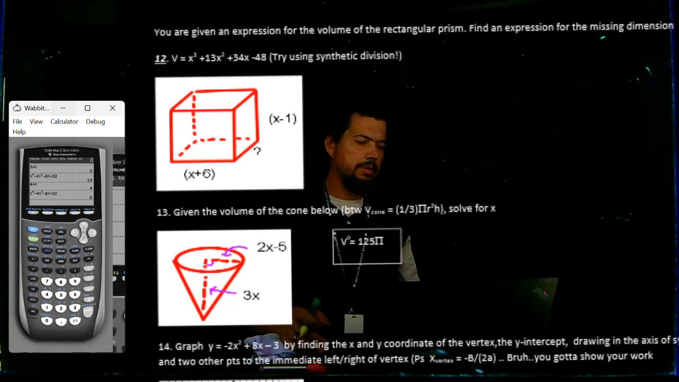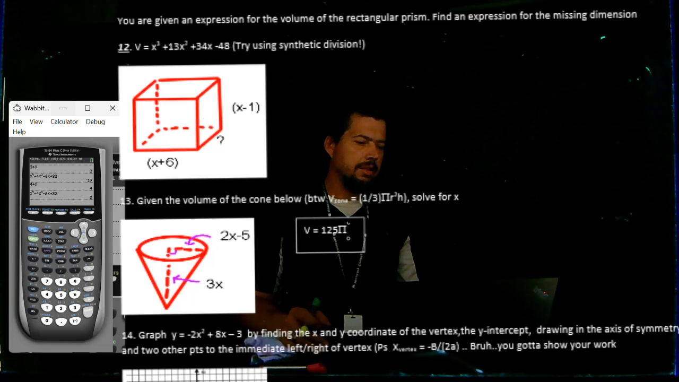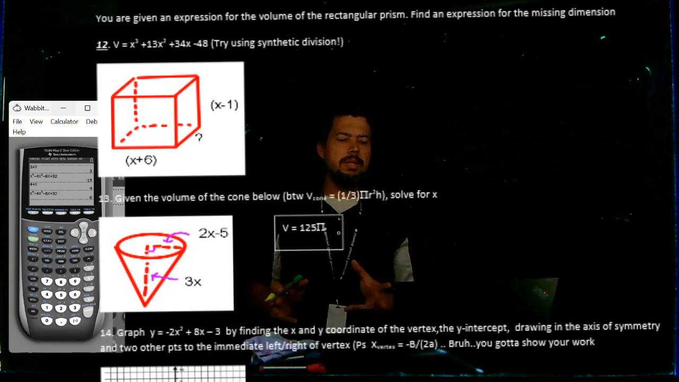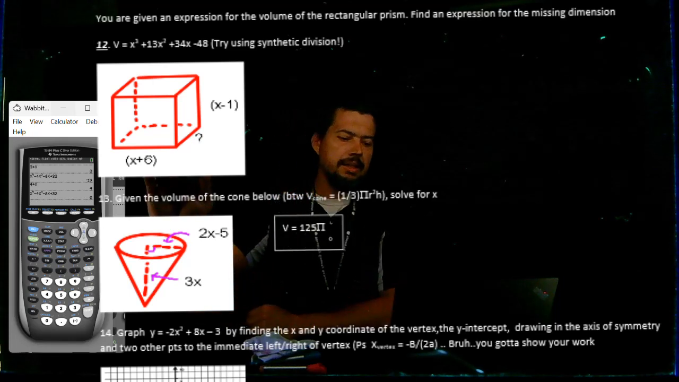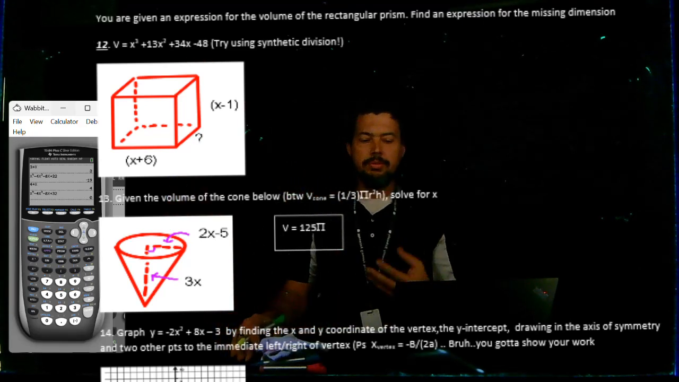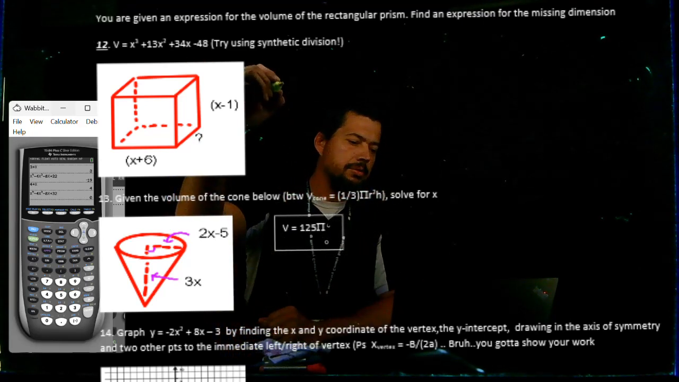Number 12. You are given an expression for the volume of a rectangular prism. Find an expression for the missing dimension. Remember, you can do synthetic twice. These side lengths, which you can't see my hand over here, these side lengths are actually factors of that problem right there. So we're going to think about what the actual x values are.